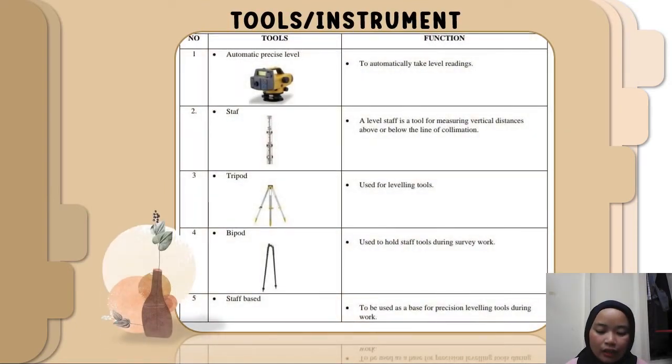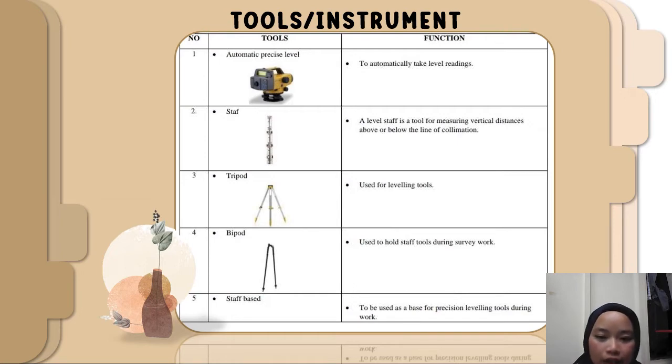Tools that we use throughout the precise survey work. First, we use an automatic precise level. The function of the automatic precise level is to automatically take level readings. Second, we use a staff. A level staff is a tool for measuring vertical distance above or below the line of collimation.